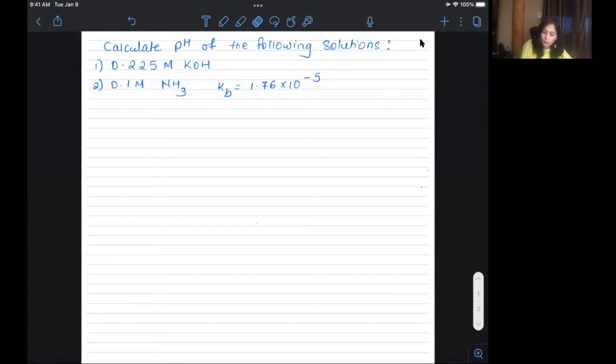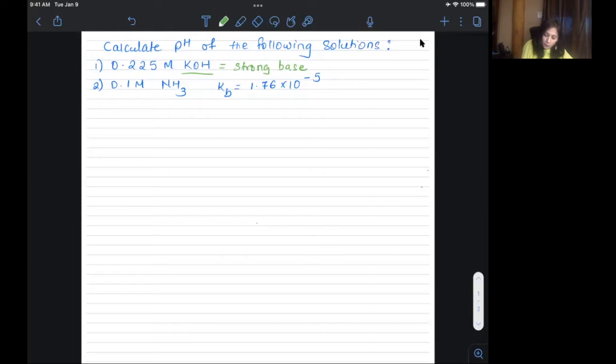So let's look into the first solution. We have KOH here, and we know that KOH is a strong base. Calculating pH for strong bases is the easiest thing to do, very similar to how you calculate pH for a strong acid. This is because strong bases are going to completely dissociate. So whatever amount of strong base is given to you, you know that each and every molecule of that is going to dissociate. So now let's put down the equation for KOH.